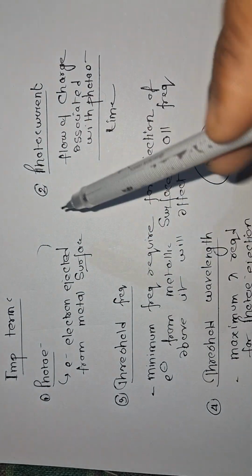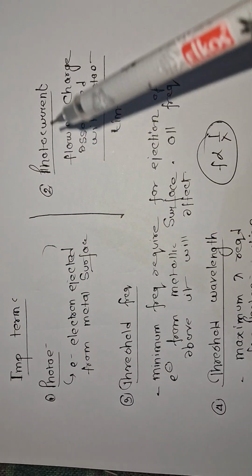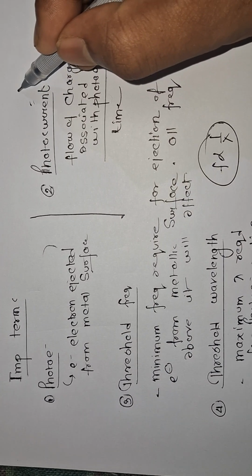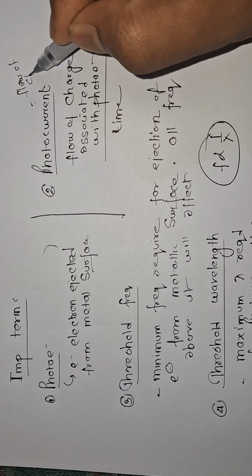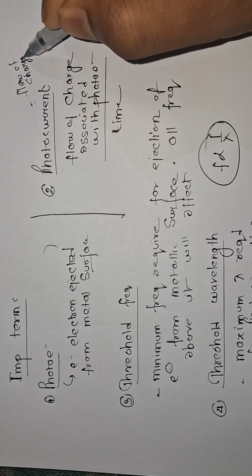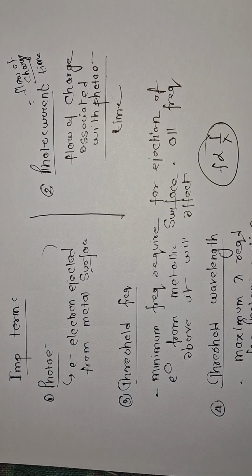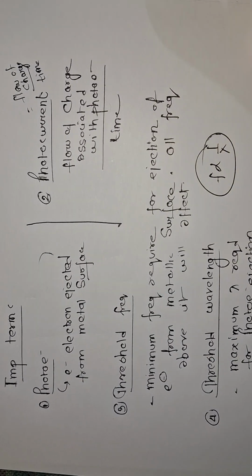Fine. Number two, what I am going to teach you is photocurrent. It's quite simple. What does photocurrent mean? In simple terms, current means the flow of charge per unit time. Similarly, in the case of photocurrent, the flow of charge will be associated with the photoelectrons, per unit time. It's quite simple. Fine.